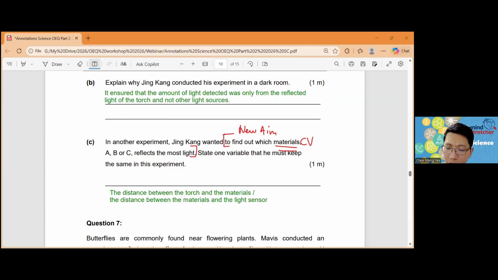Brightness of the torch, I think okay. The initial brightness, the light produced by the torch. But the most instinctive, I would say, is the distance, because in the previous experiment we were changing the distance. So in a new experiment, my new aim, I don't need the distance to be changed. So I keep the distance the same.